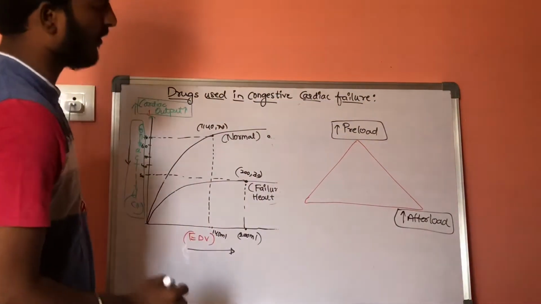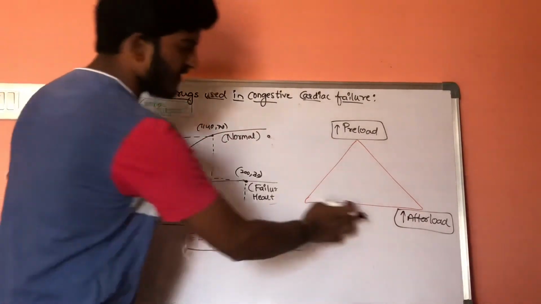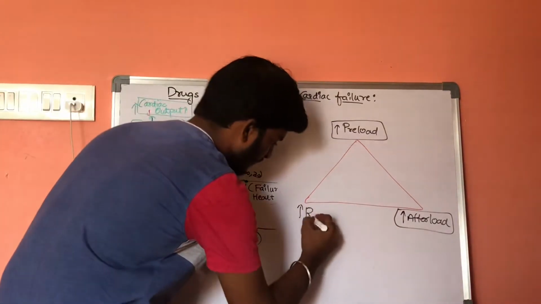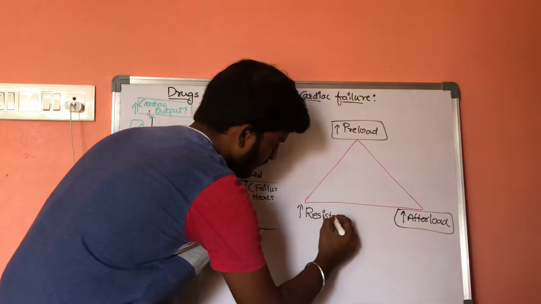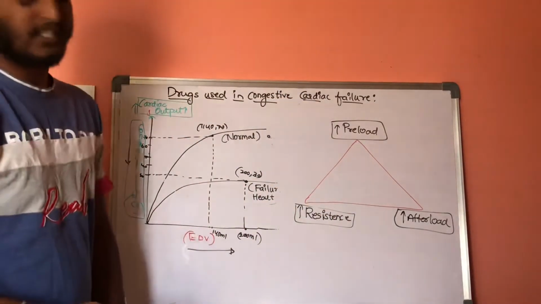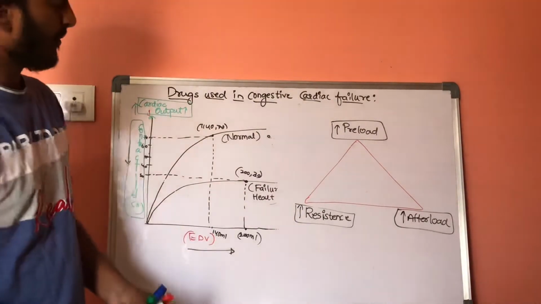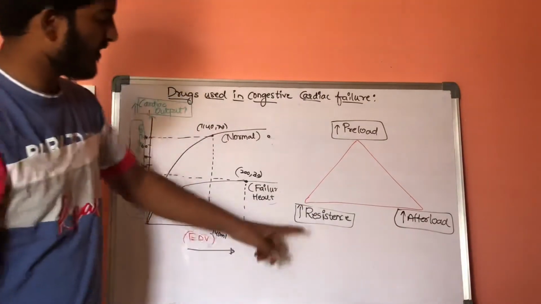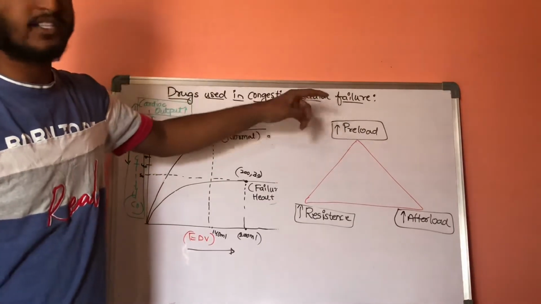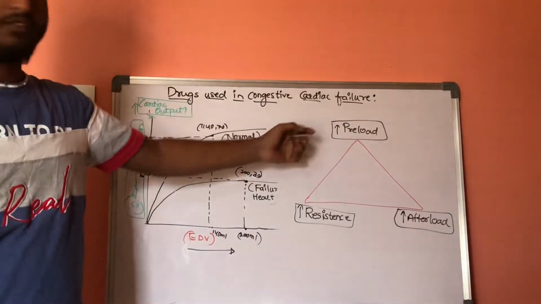Increase in afterload, and the third condition is increase in resistance. These are the three conditions which result in congestive cardiac failure. Preload is nothing but the volume of blood present in the ventricles just before the contraction, and it is also called end diastolic volume.